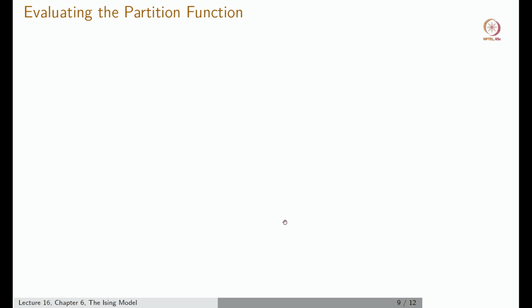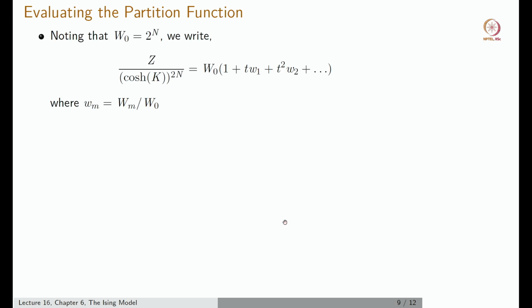So now we can put all the stuff that we have studied or explored so far and try to compute the partition function. I had already let the cat out of the bag and told you that W0 is 2 to the power n, because that's the sum over all spin configurations of the number 1. So that simply counts the number of spin configurations. And we can write this expansion for the partition function by pulling W0 out, and you see I'll have W1 by W0, Wm by W0 and so on.